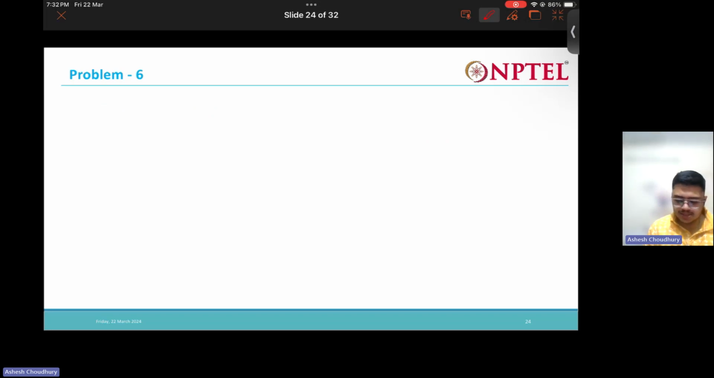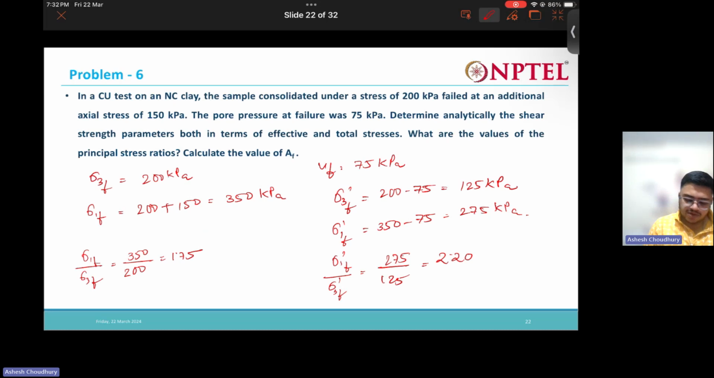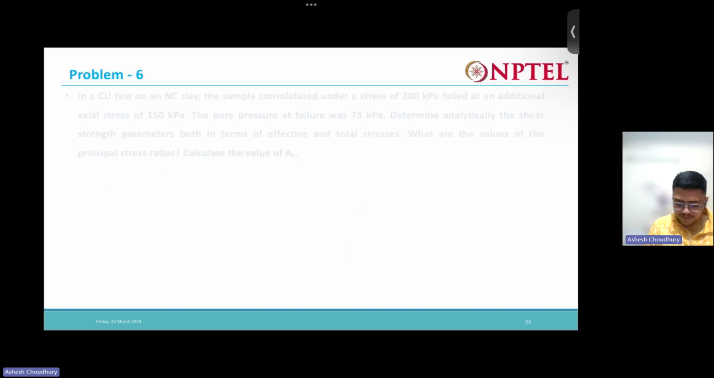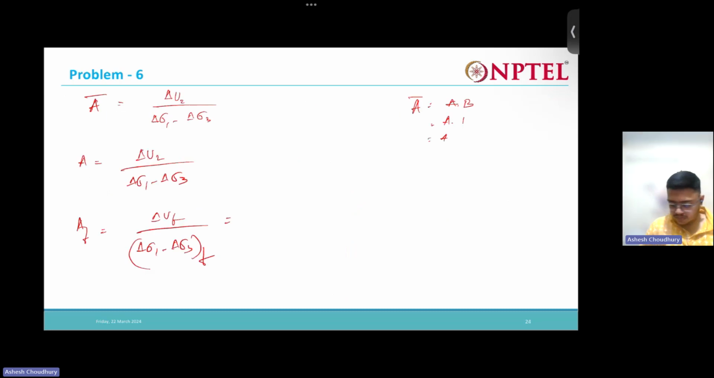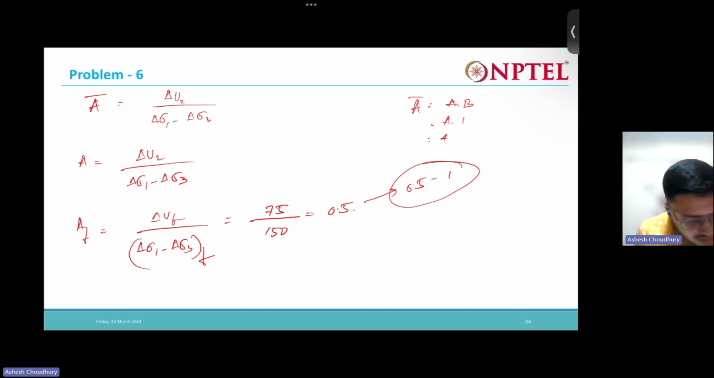So what is the increase in pore water pressure at failure? 75. And how is it generated? This is generated due to this additional axial stress of 150 kPa. Right. So you can see this falls in the range 0.5 to 1, which we defined in the first slide. So quite simple, right?